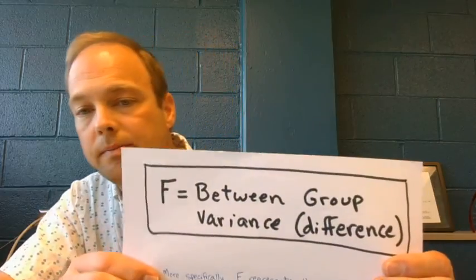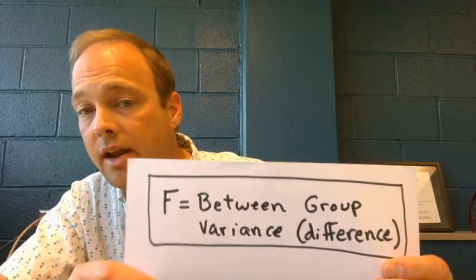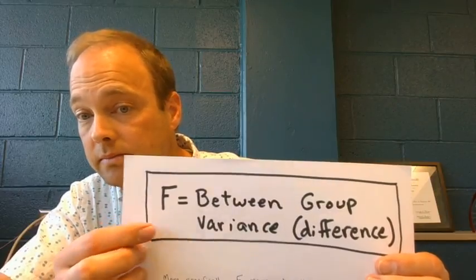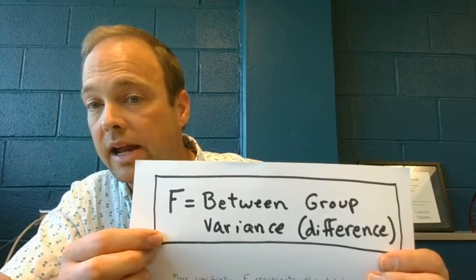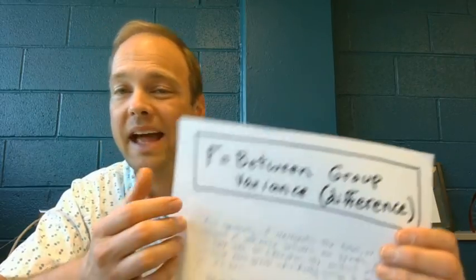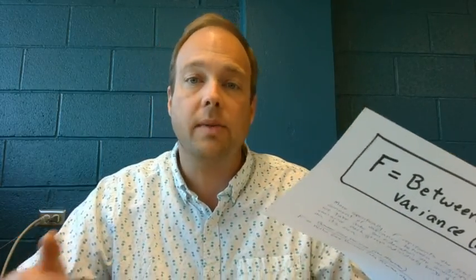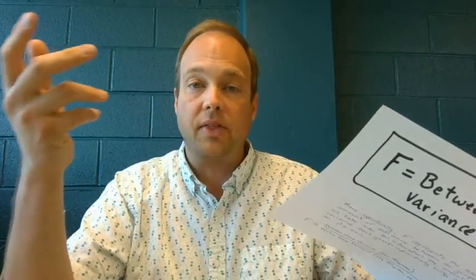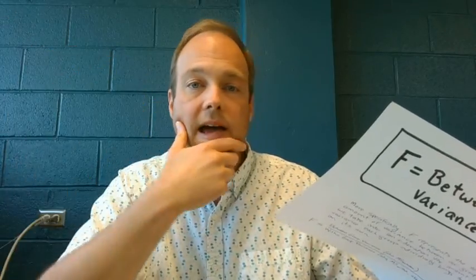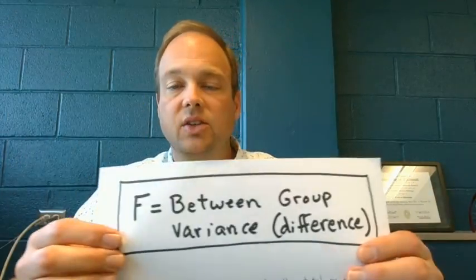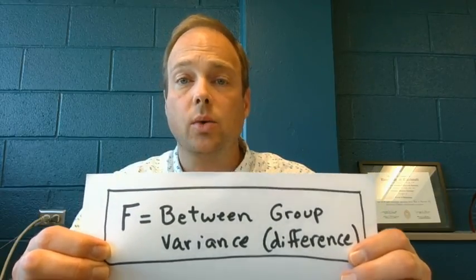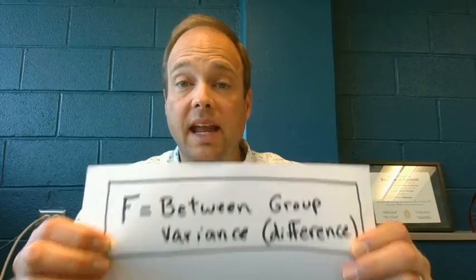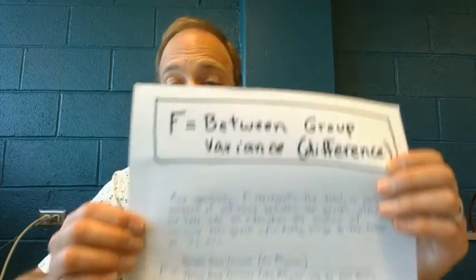First and foremost, F as a number, generally speaking, represents between group variance or between group difference. Hopefully, given the information that I tried to share about the hypotheses, that's fairly obvious. So that's what F as a number represents. F equals between group variance or difference. That's what you're going to be calculating. That's what you're going to be analyzing.